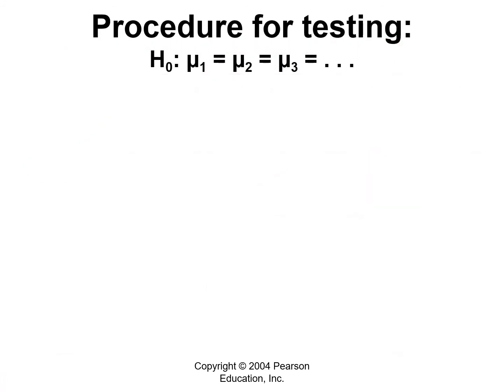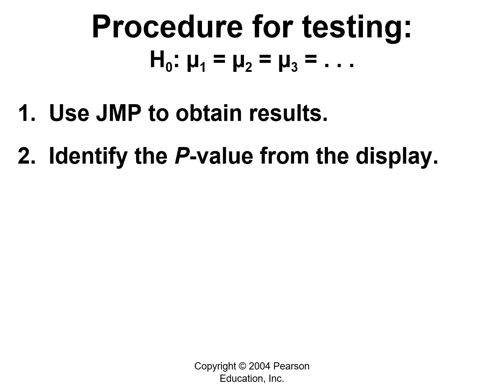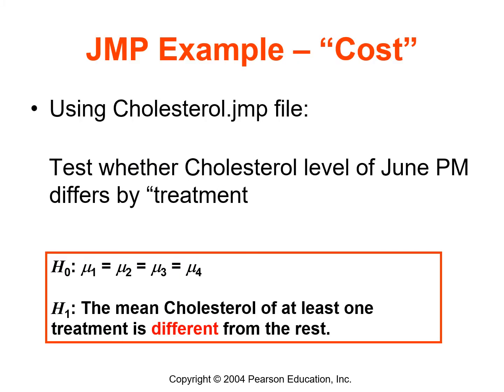The procedure: H0, mu1 equals mu2 equals mu3 up to mu k. Use Gamp, the statistical software, to obtain the results. Identify the p-value from the display and form a conclusion based on this criterion. If the p-value is less than 0.05 or alpha, reject the null hypothesis of equal means. Otherwise, if the p-value is greater than alpha, fail to reject the null hypothesis of equal means.